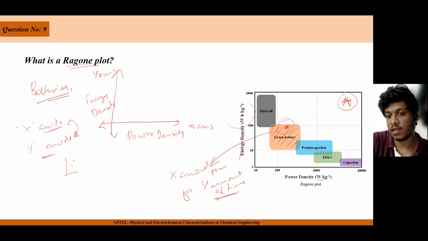Whereas you can see the fuel cell has a very high energy density, but it lacks the power density, which means that you can store a huge amount of energy in a fuel cell, but the rate at which you can extract the energy out of a fuel cell is very slow. For example, if you're accelerating your electric vehicle, you need a high amount of power in a very short amount of time. So there you have to go for a very high power density storage device.